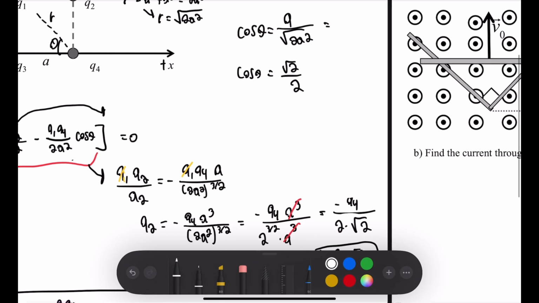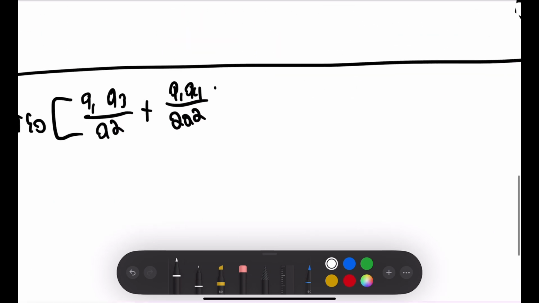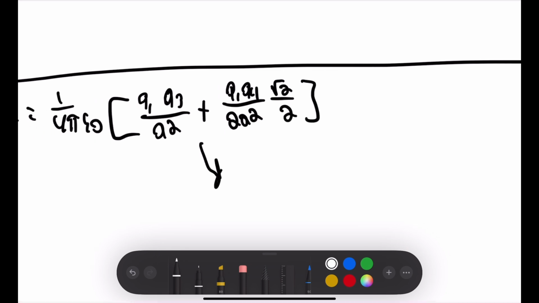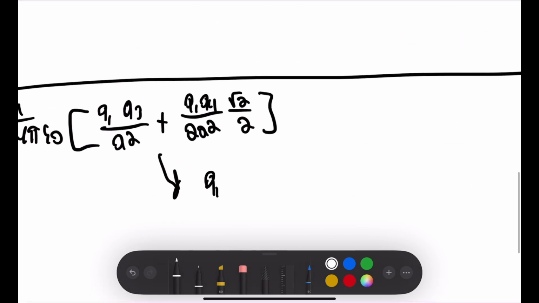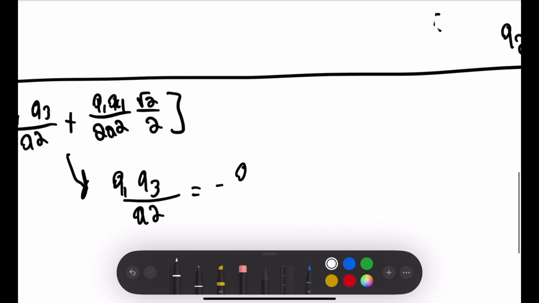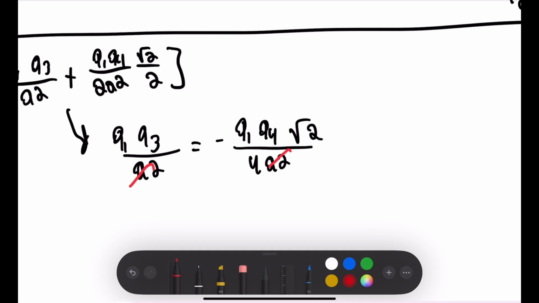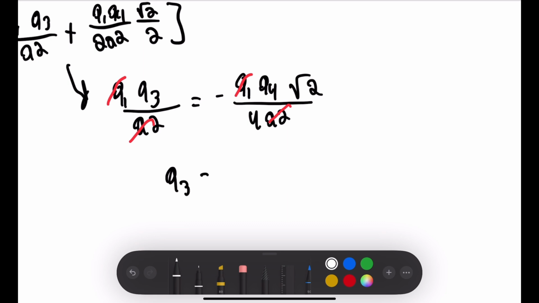But now let me just show that this assumption does work: square root of 2 over 2. So I just have it as times square root of 2 over 2. I need this equal to 0, and I want to solve for Q3. So Q1 Q3 over A squared is equal to negative Q1 Q4 over 4A squared root 2. So I multiply by A squared and those go away. I divide by Q1, that goes away. So Q3 is equal to negative Q4 root 2 over 4.